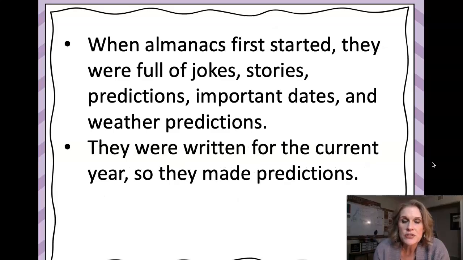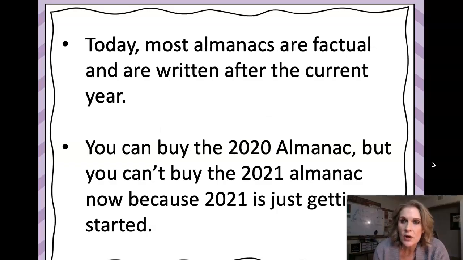When almanacs first started, they were full of jokes and stories and predictions, important dates, and also weather predictions. They were written for the current year, so they were mostly made of predictions. Today, most almanacs are factual and are written after the current year. For example, you can buy the 2020 almanac, but you can't buy the 2021 almanac now because 2021 is just getting started. Now imagine the people reading the 2020 almanac in the future and hearing about our crazy year.